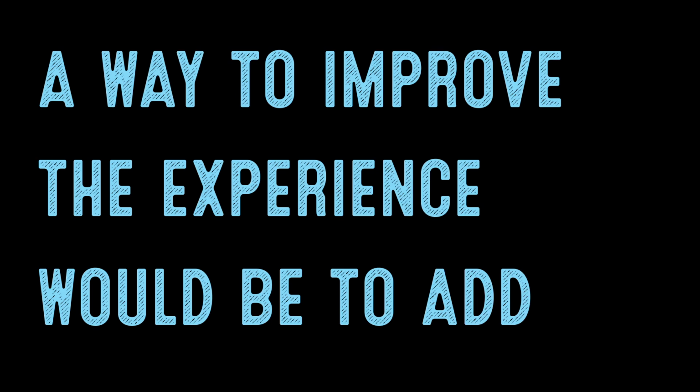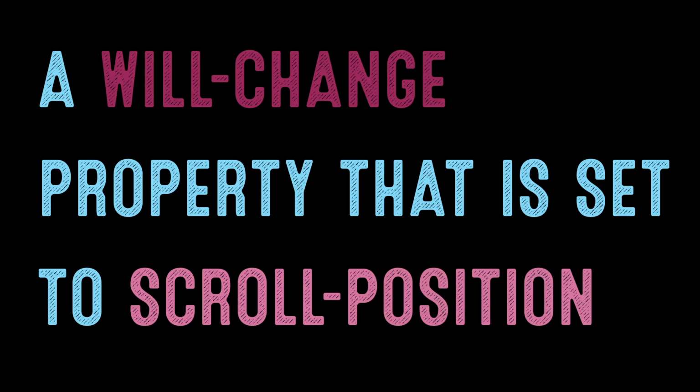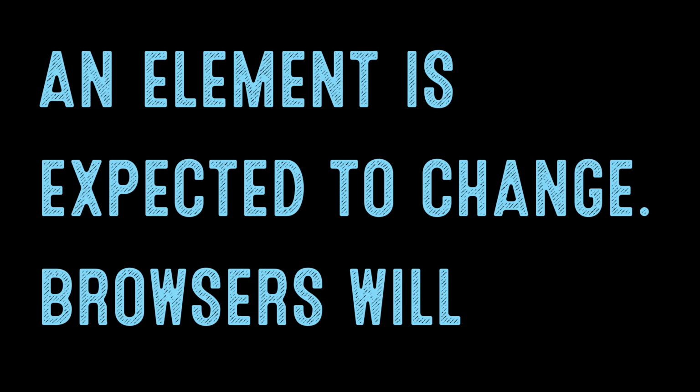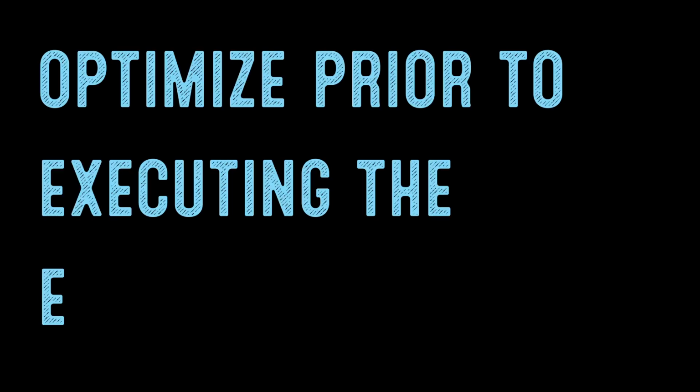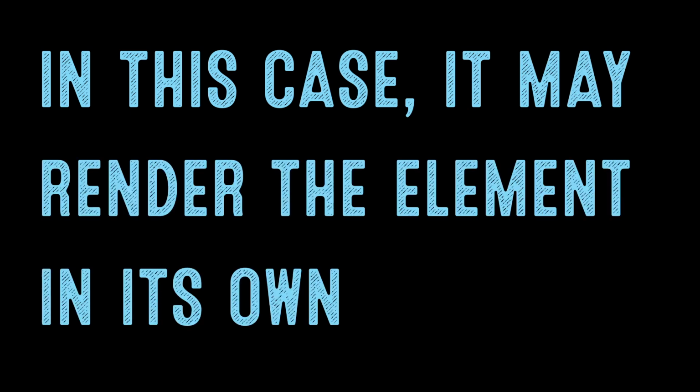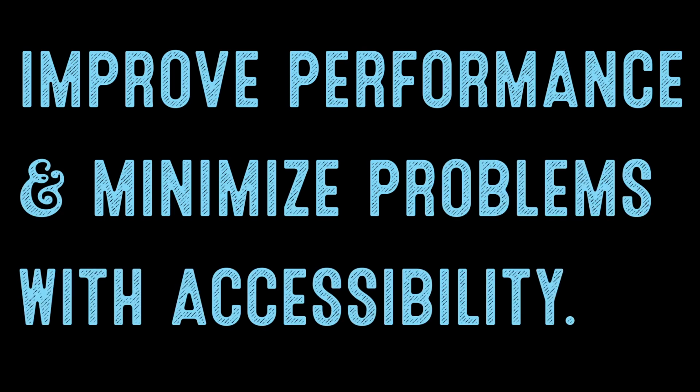How can we improve the experience for the disabled? A way to improve the experience would be to add a will-change property that is set to scroll-position to the CSS. This property tells browsers that an element is expected to change. Browsers will optimize prior to executing the expected behavior. In this case, it may render the element in its own layer to improve performance and minimize problems with accessibility.